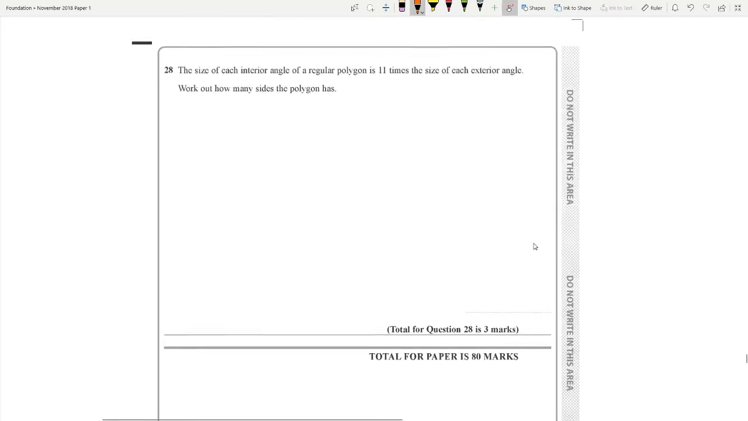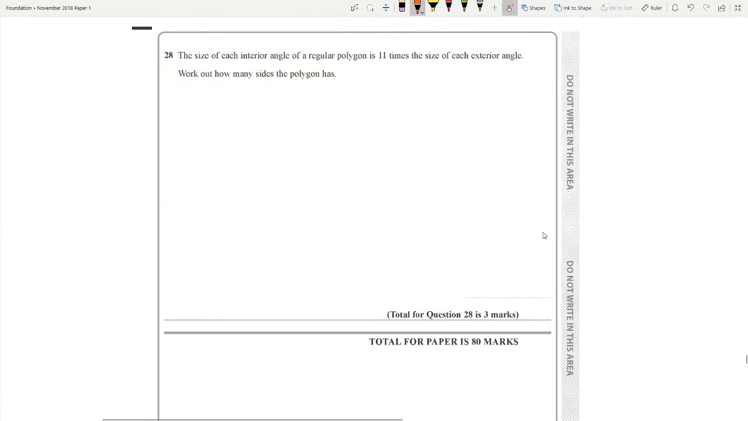Okay, last question. Well done, you guys that have kept up all the way. 28. The size of each interior angle of a regular polygon is 11 times the size of each exterior angle. Work out how many sides it has.